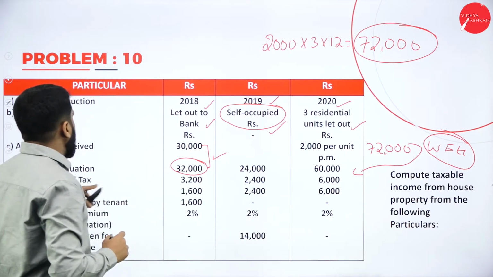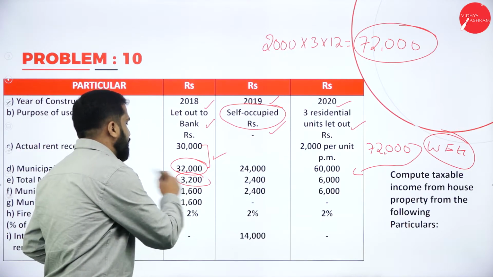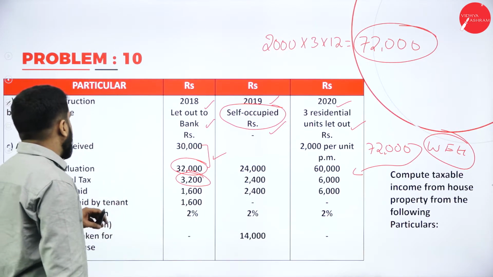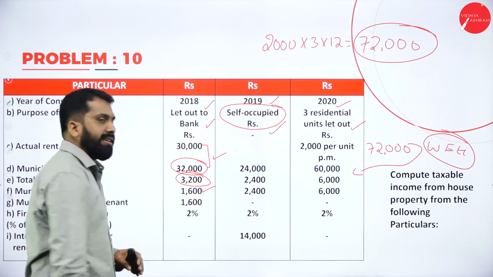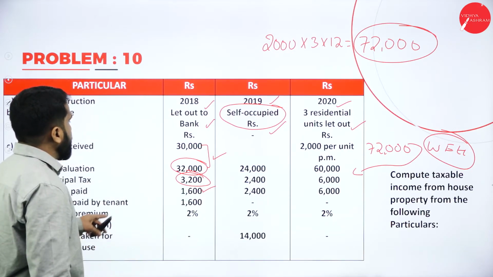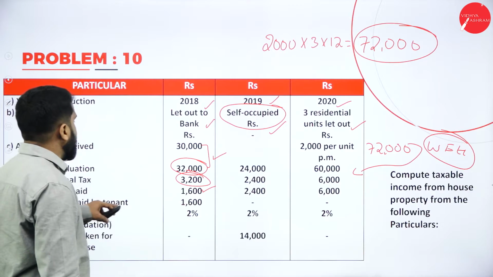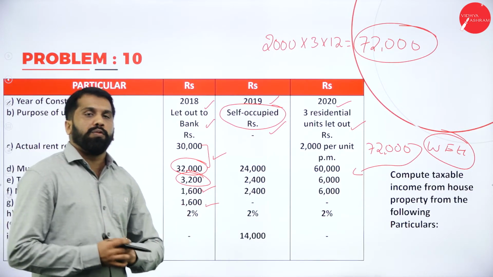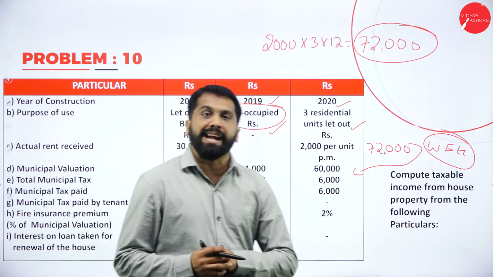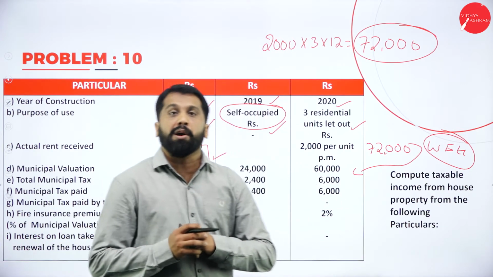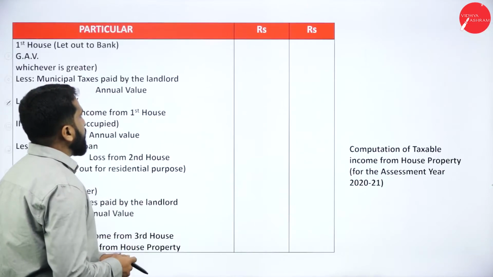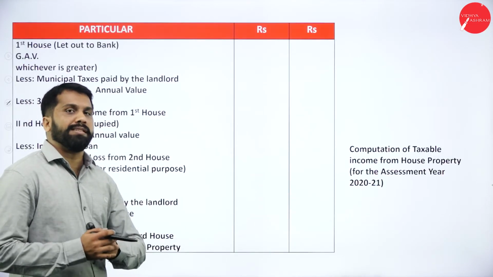Now, you have municipal tax of 3,200, and your municipal tax paid by tenant is only 1,600. Which one should we consider? We should consider only the municipal tax paid by the owner, not by the tenant. Now, I'll go back to this. We'll do the first one, then we'll go for the second one.